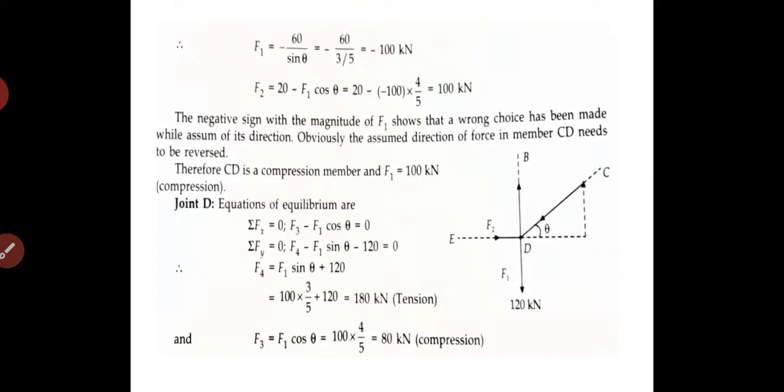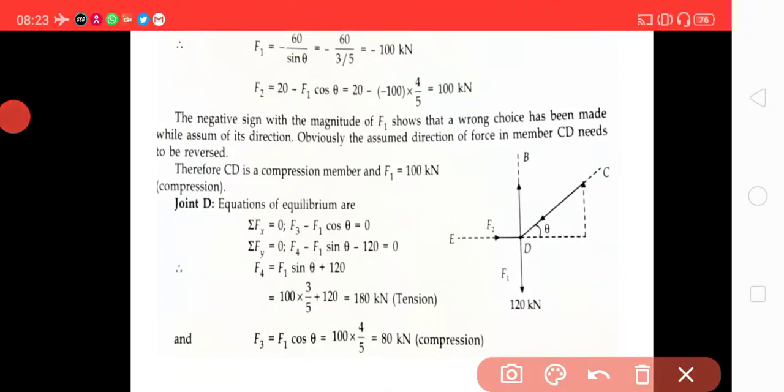Here you can know easily that the negative sign of the magnitude F1 shows that a wrong choice has been made while assuming the direction. Obviously, the assumed direction of the force in the member CD needs to be reversed. Therefore, CD is a compressive member and F1 comes out to be 100 kN. Joint D, equations of equilibrium are summation Fx equal to 0 means F3 minus F1 cos theta equal to 0, and summation Fy equal to 0 means F4 minus F1 sin theta minus 120. By calculation, you can easily find out that F4 comes out to be 180 kilonewton, that is tensile, and F3 comes out to be 80 kilonewton, that is compressive.